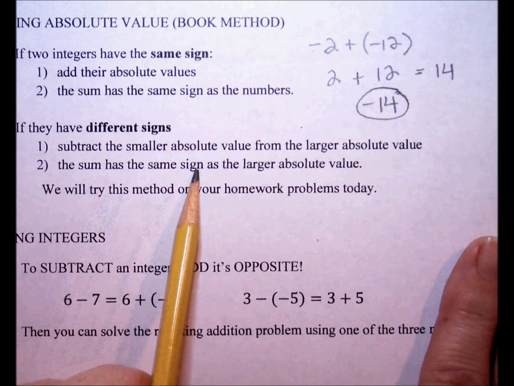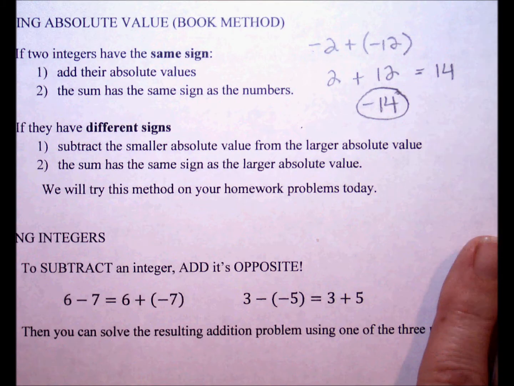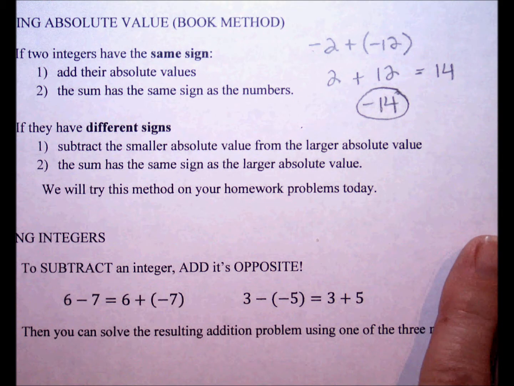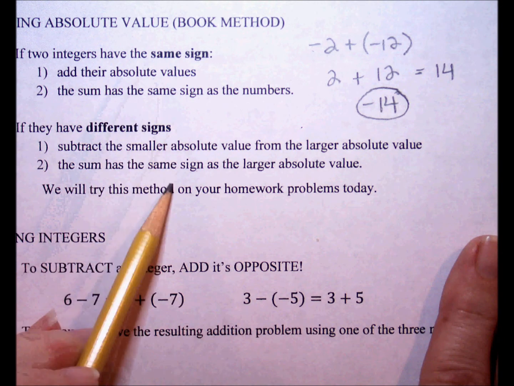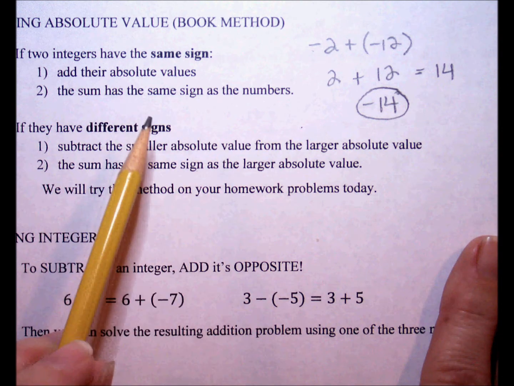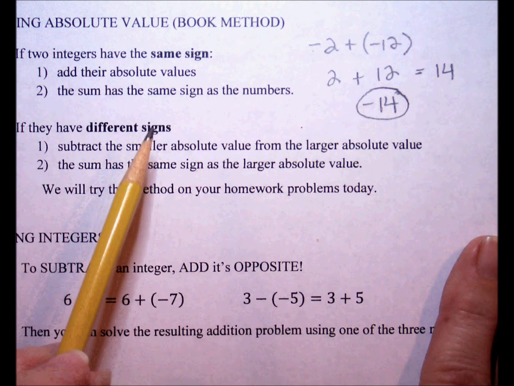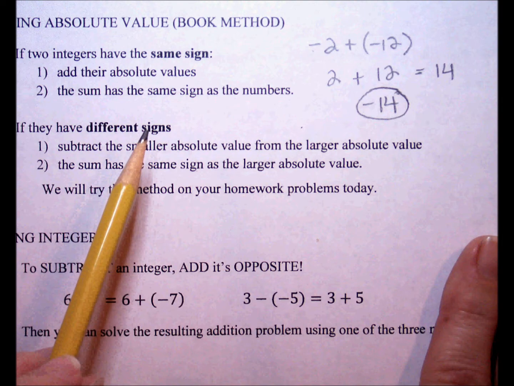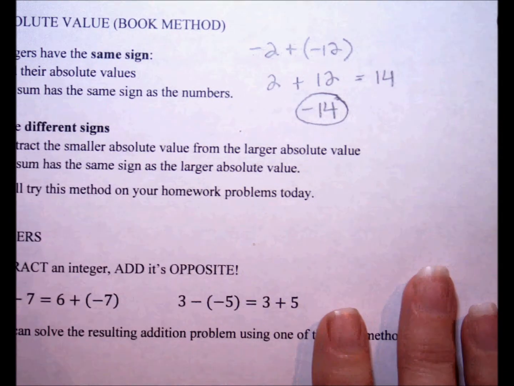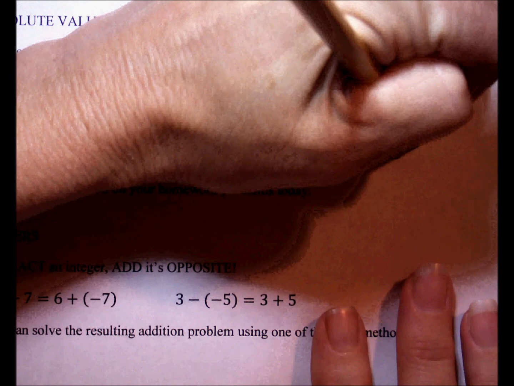Okay, let's say they have different signs. Then you're going to subtract the smaller absolute value from the larger absolute value. And then the sum has to have the same sign as the larger absolute value. This seems like a lot of words and steps to remember. It's not bad when you practice, so it's very important that when you do your homework, you practice using this method. You can use the other method for a few of them, but I really want you to get used to the book's method because this is what you need to use for larger numbers.